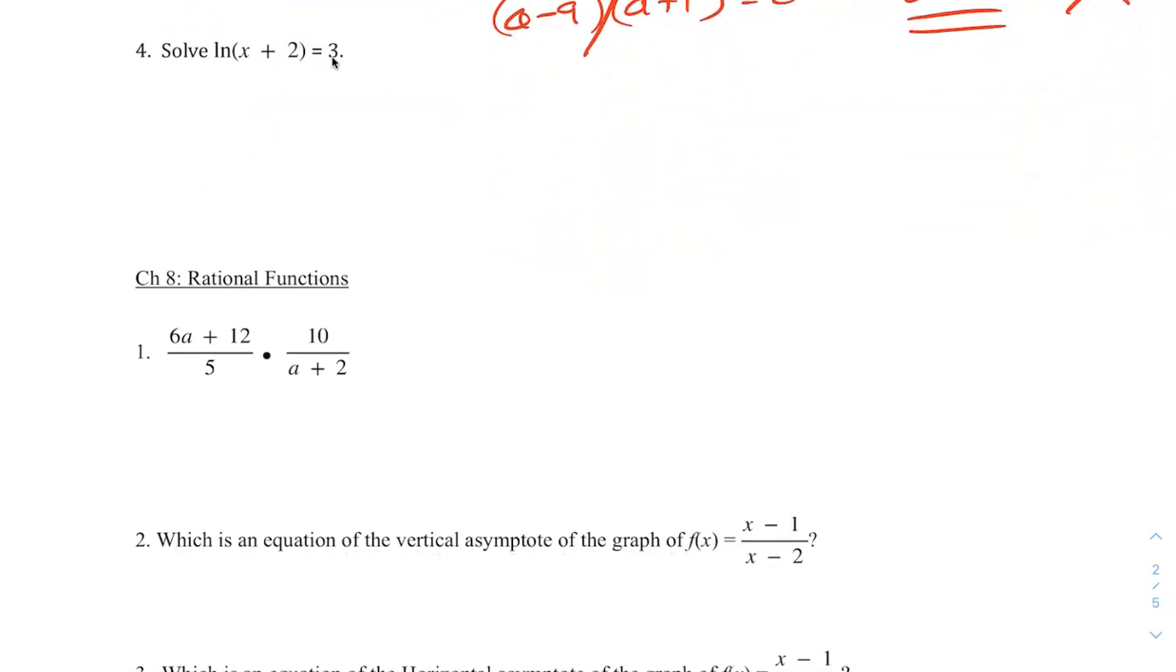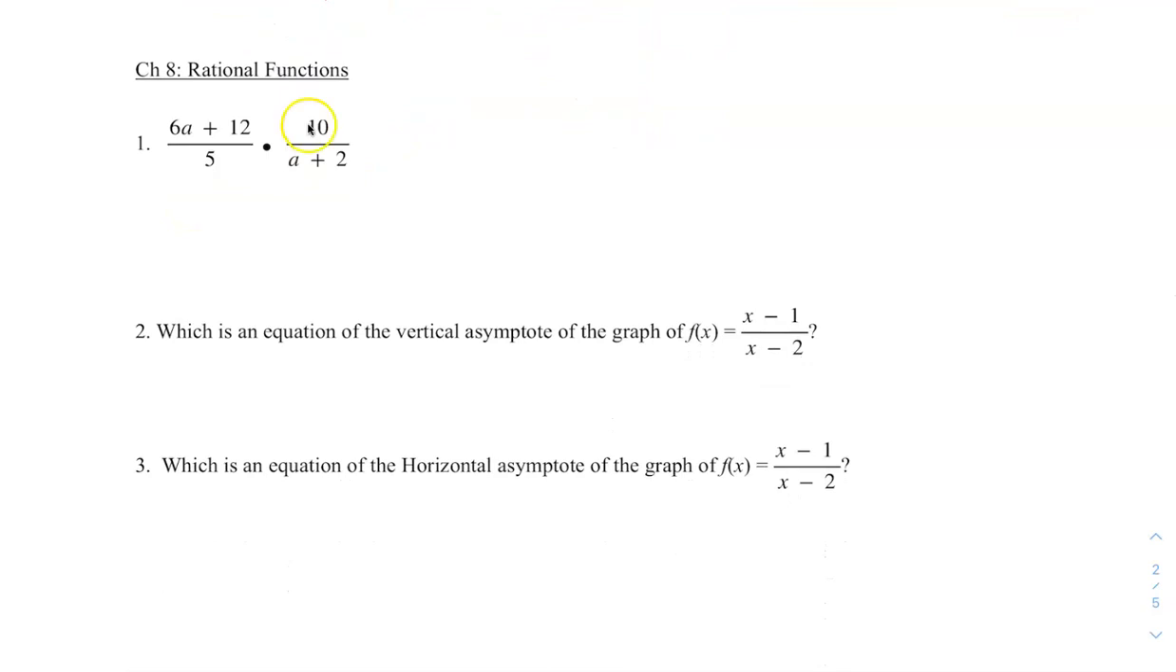Next one is a natural log problem. I've got to solve it. So we want to get rid of the natural log, and the way you get rid of it is you take e to both sides. So you get x plus 2 equals e to the third. Subtract 2 from both sides. x equals e cubed minus 2. So there we go.